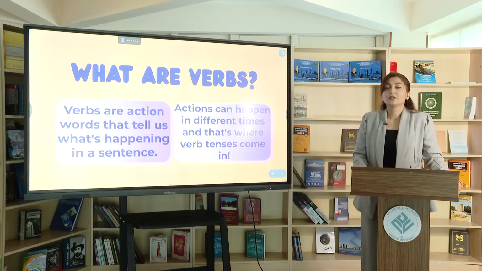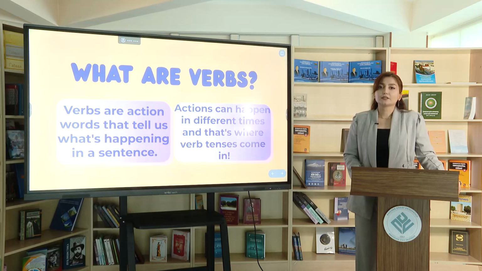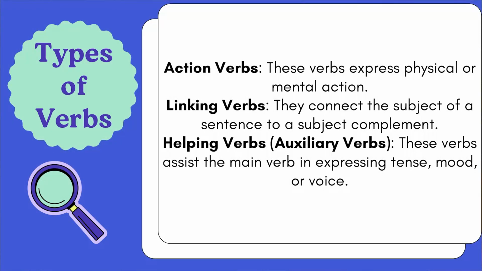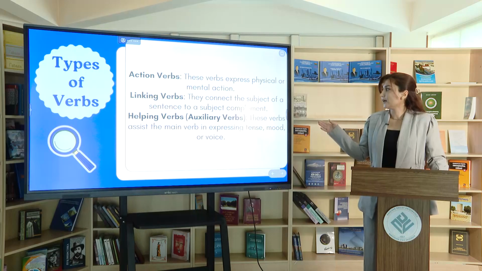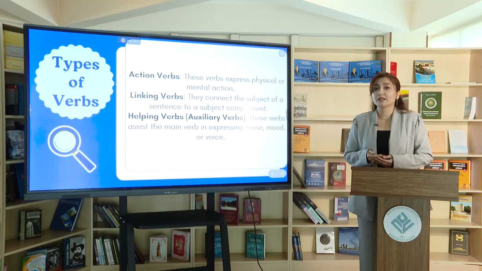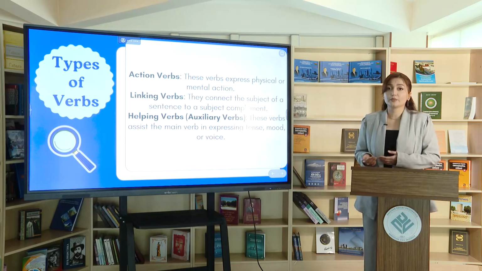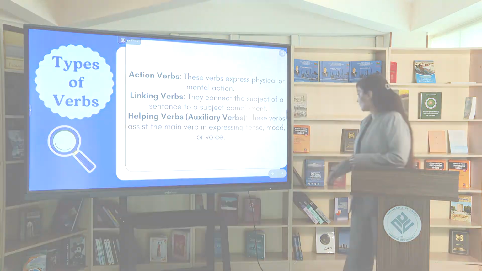What are verbs? Verbs are action words that tell us what's happening in a sentence. And actions can happen at any time, which is where verb tense comes in. There are three main types of verbs: action verbs, linking verbs, and helping verbs. Action verbs mainly express physical and mental action. Linking verbs connect the subject of a sentence to the subject complement, and helping verbs mainly assist the main verb in expressing tense, mood, or voice.